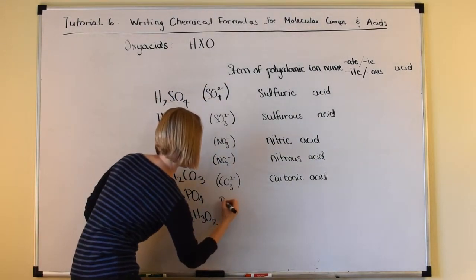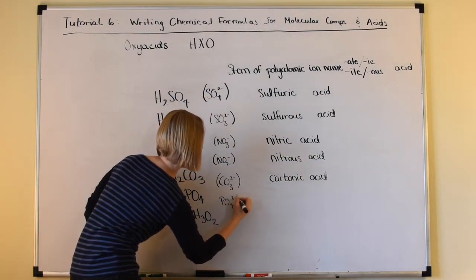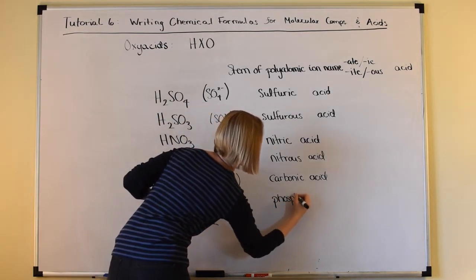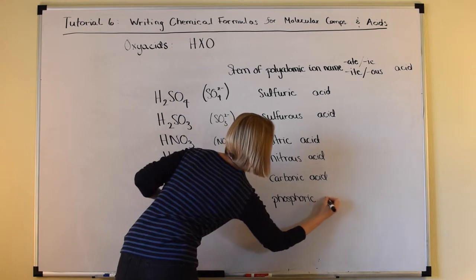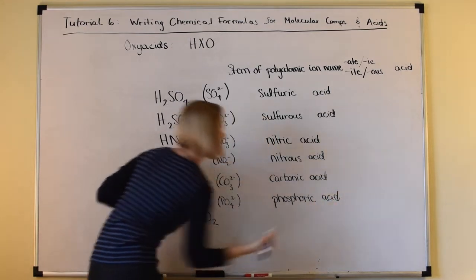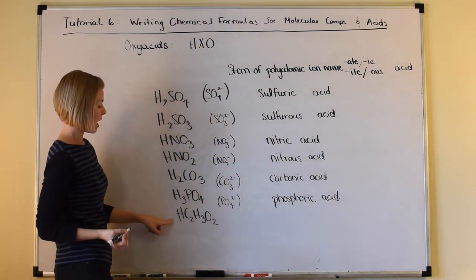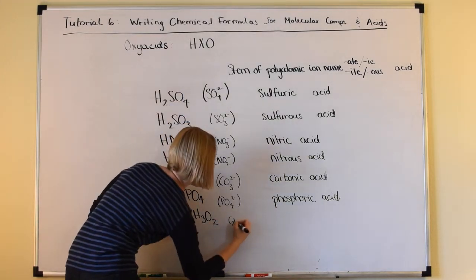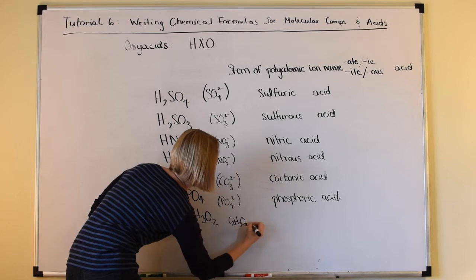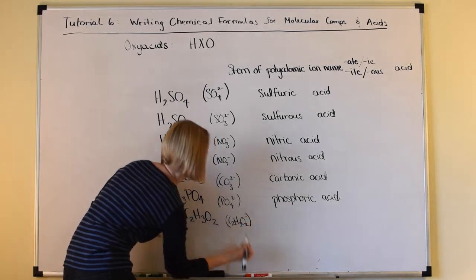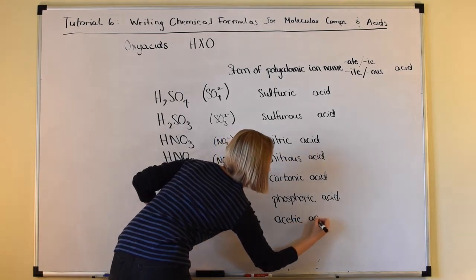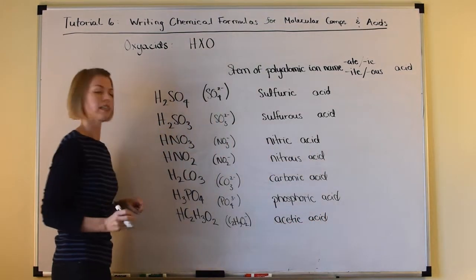Phosphate, PO4 with a 3- charge, that's going to give you phosphoric acid. And last but not least, we have acetate, C2H3O2 with a 1- charge. That's going to give you acetic acid.